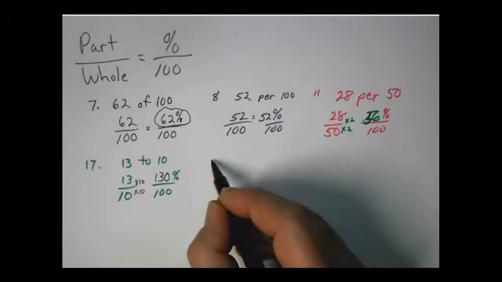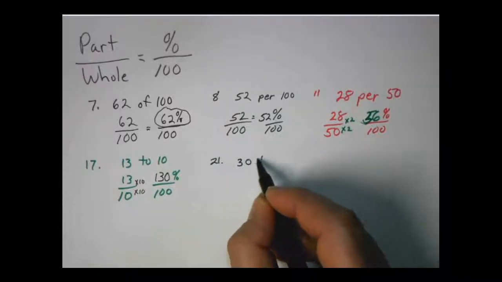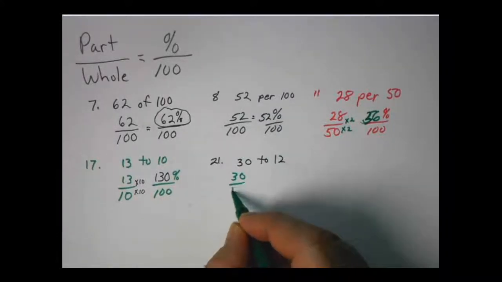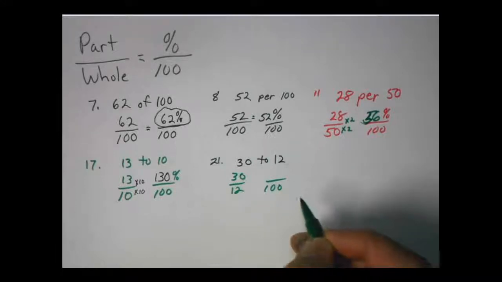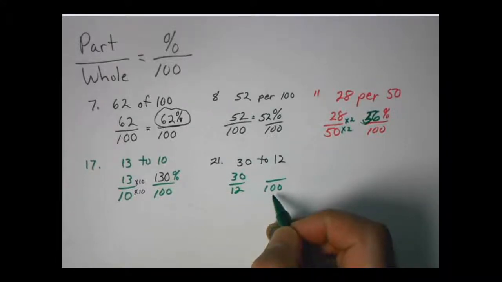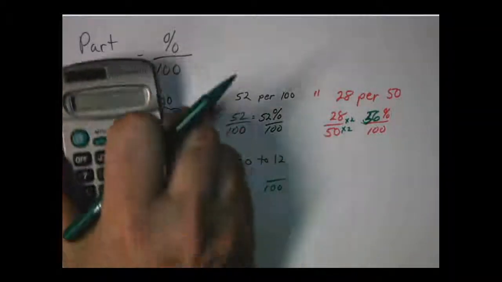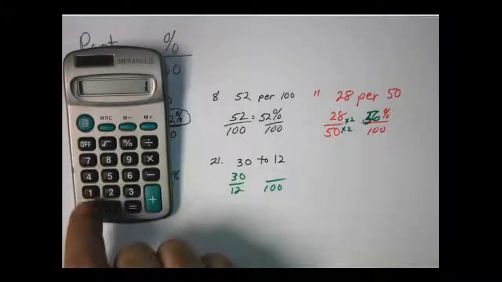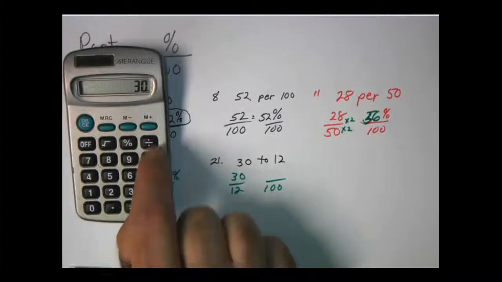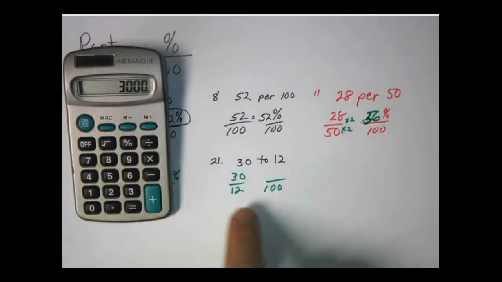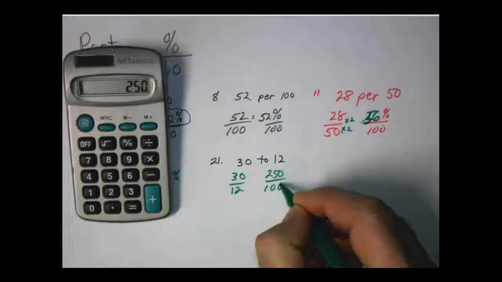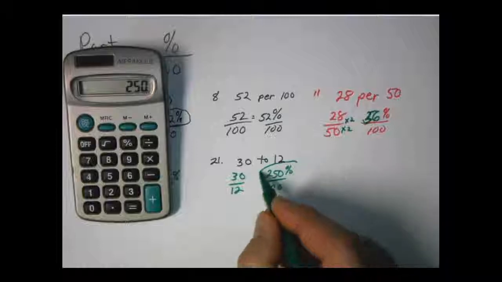Let's do another one. 21. We have 30 to 12. Okay, so 30 over 12, 100. Well, 12, I'm not sure exactly what I need to multiply to get 12 to make 100, so let's just use our cross multiply and divide method. So we're going to take 100 times 30, and I'm going to divide by our odd guy out here, our last number, and we would get 250. And then once it's over the 100, we add the percent, and there's our answer.